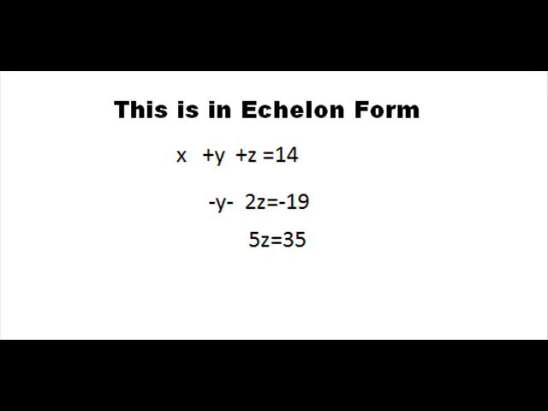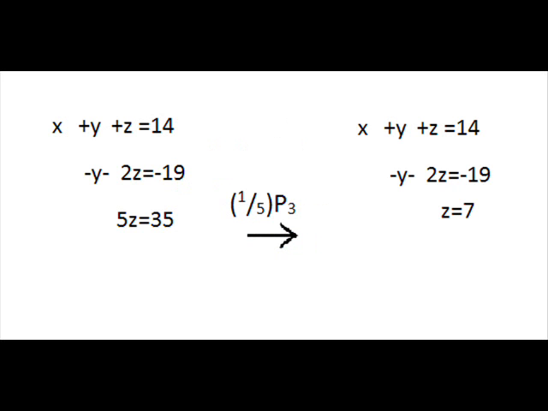Our system is already in echelon form, so we must now make each leading entry a 1 and make it the only non-zero entry in its column. We will start from the bottom and build our way up. First, we will make the leading entry in row 3 a 1. In order to do this, we will multiply row 3 by 1/5.